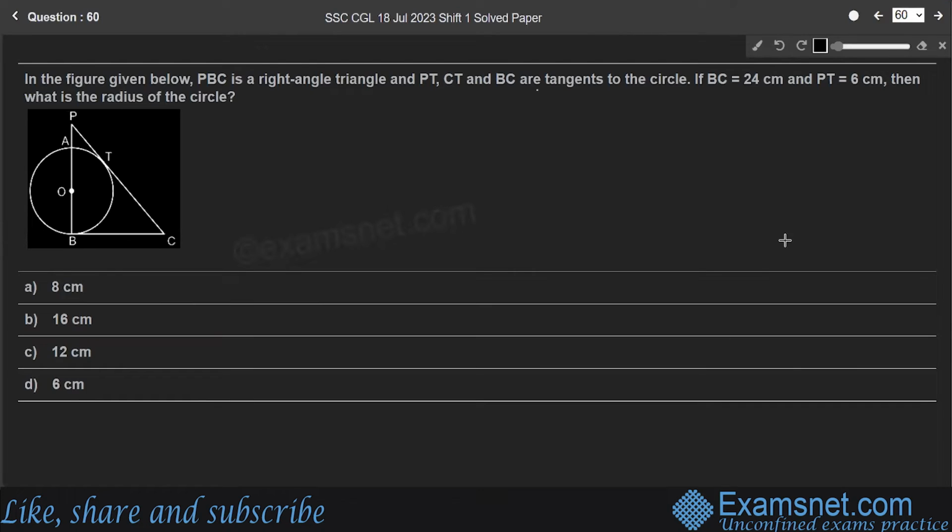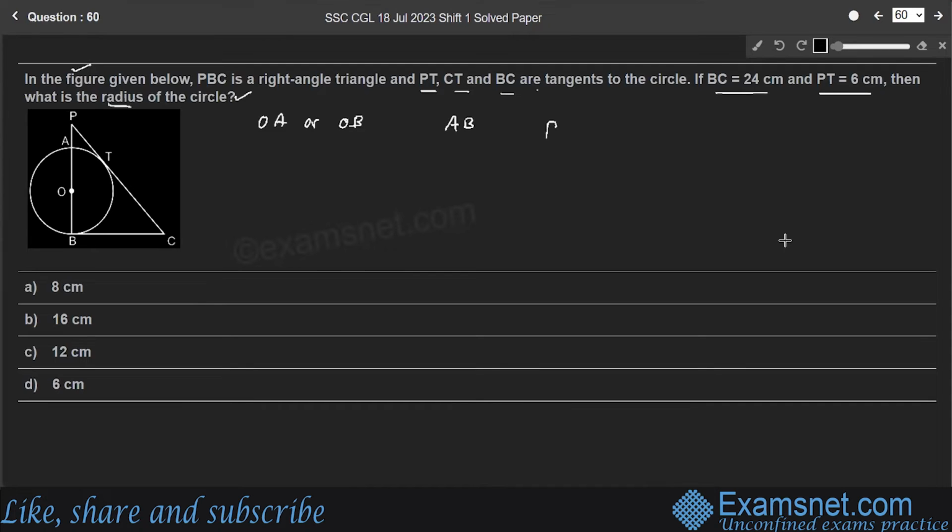Question 60. In the figure given below, PBC is a right angle triangle and PT, CT and BC are tangents to the circle. If BC is equal to 24 and PT is 6 centimeter, then what is the radius of the circle? So here we need to find the radius of the circle. So either OA or OB we need to find. Right? To get OA or OB, we need AB. Right? So how to get AB, which is nothing but the diameter of the circle?